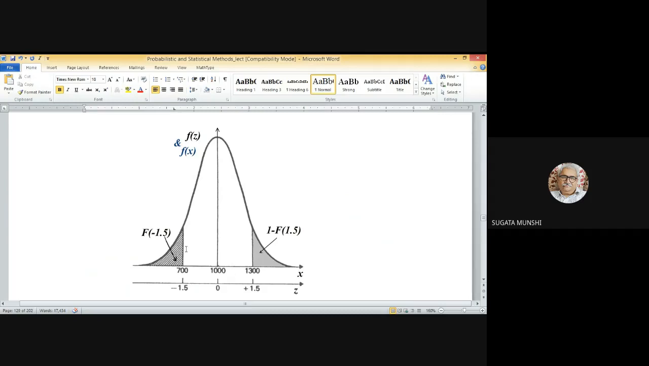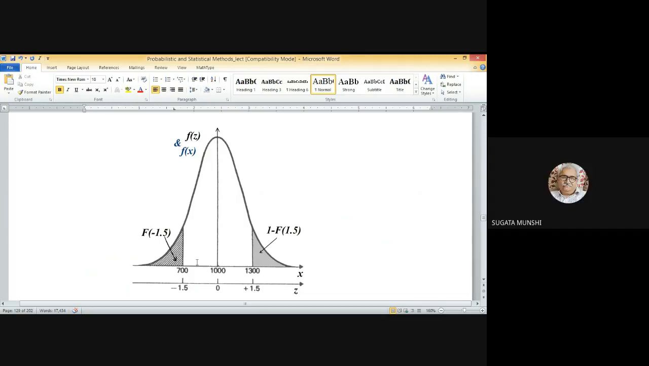What does this area mean? What does that represent? It represents the probability of Z less than 1.5. That means it is capital F with argument 1.5. This area is therefore 1 minus capital F with argument 1.5. So that is equal to capital F with argument minus 1.5. Is this clear? Yes, sir.